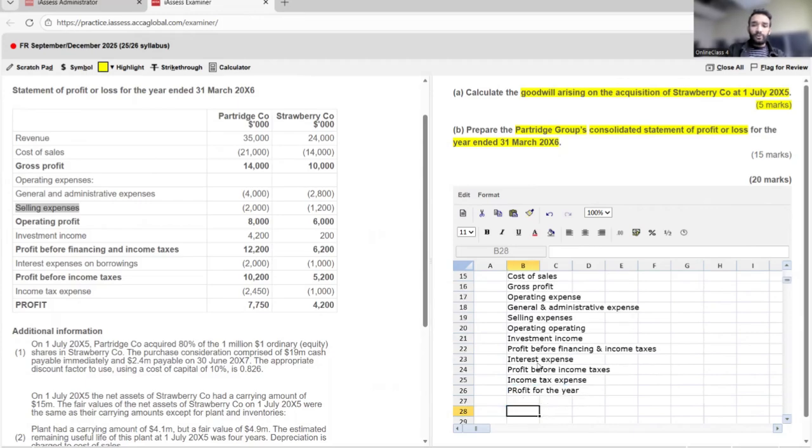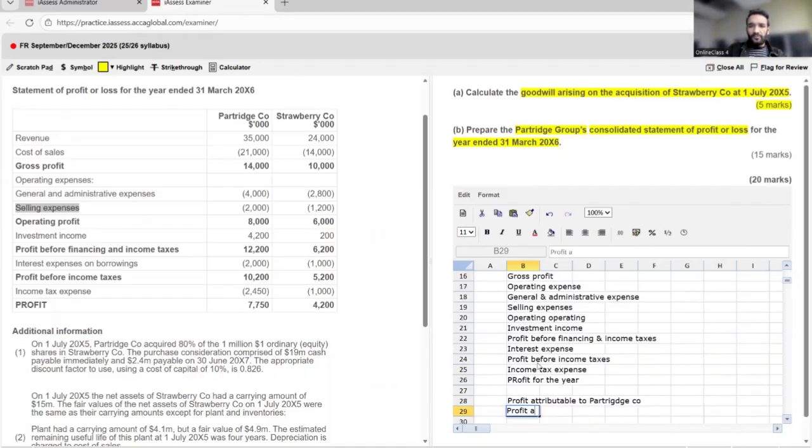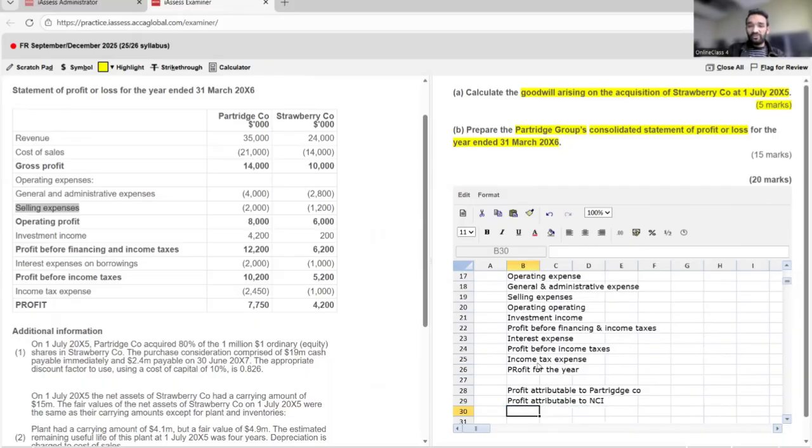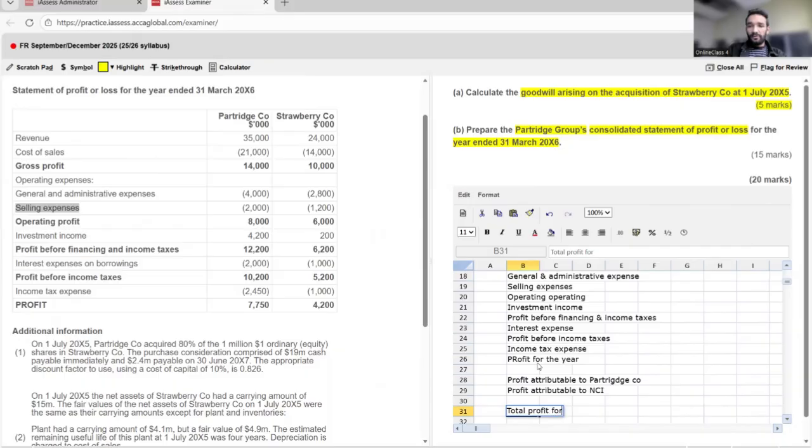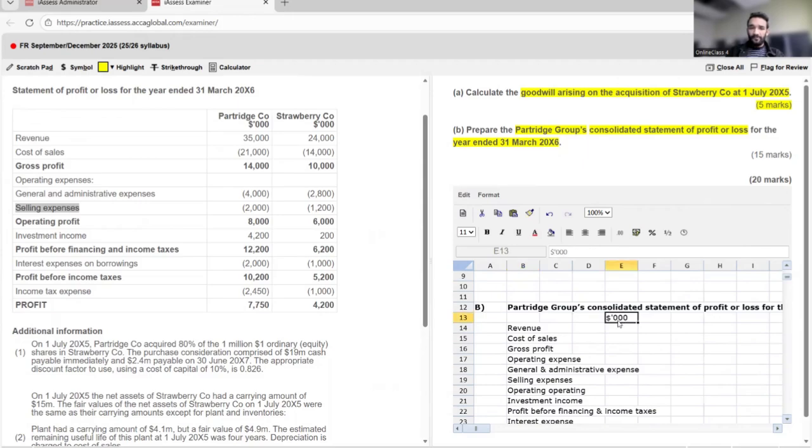And always remember you have to attribute as well. This profit is attributable to the parent, Patridge, and this profit is also attributable to NCI as well. I have no idea whether NCI is there or not, but I'm just writing total profit for the year. So this will make things easy for you, as you have already made the pro forma. I just did Control X and Control V in order to shift the numbers over there, right?